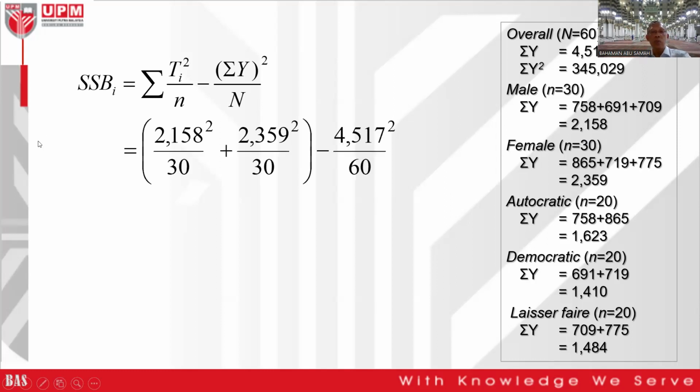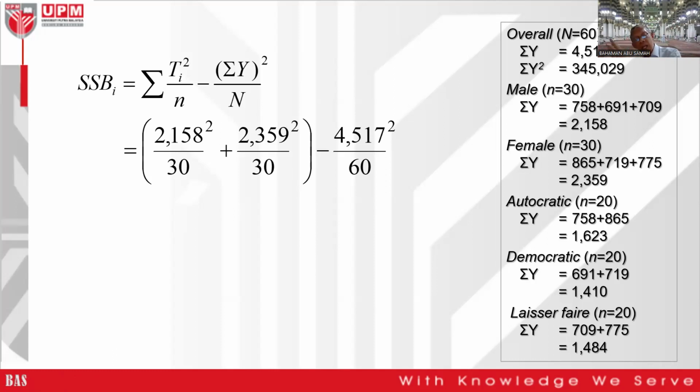So we just need to square total for the first group, which is for male, 2,158, square divided by the small n, which is 30, plus 2,359 square divided by 30. That will be summation ti square. Because we have only 2 groups, therefore we need group total 1 square divided by sample size for group 1 plus group total 2 square divided by sample size for group 2.